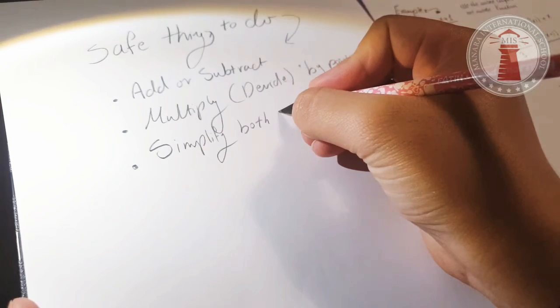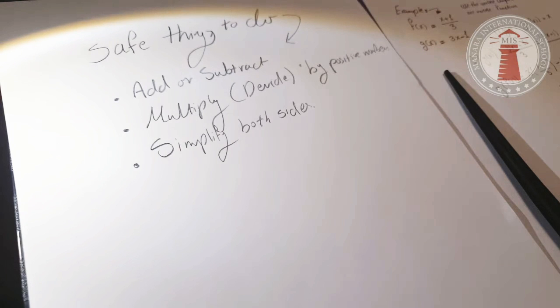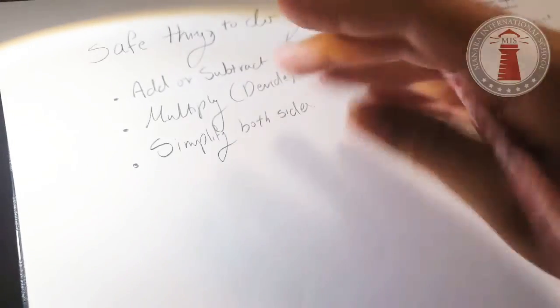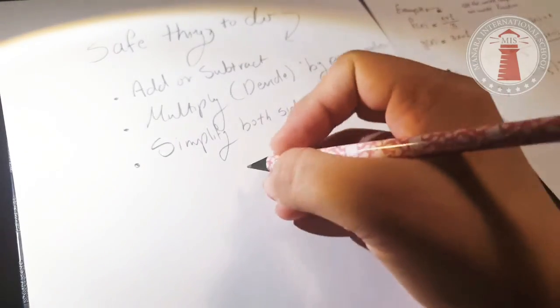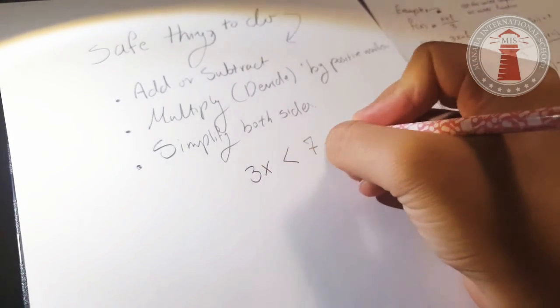Simplifying both sides means just adding the like terms, for example, or simplifying by dividing by a certain number if you have a large number that you want to simplify. You can do this for both sides, which leads us to the same thing. So here's an example of the safe things that we can do that do not change the sign of the inequality, it keeps it the same. So for example, if we said 3x is less than 7 plus 3.